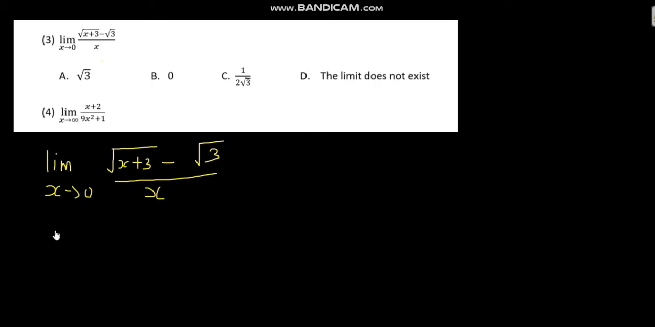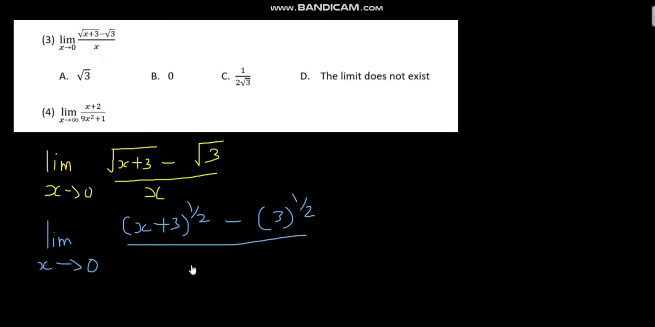So first, to be able to apply the L'Hopital's rule, let's rewrite this expression. That gives me the limit as x approaches 0 of x plus 3 to the power half, that's 1 over 2, minus 3 to the power half. It's the same as what you have here, I just wrote it in a different way, all divided by x. Now you can find the derivative of the numerator and the derivative of the denominator. So let's do that.